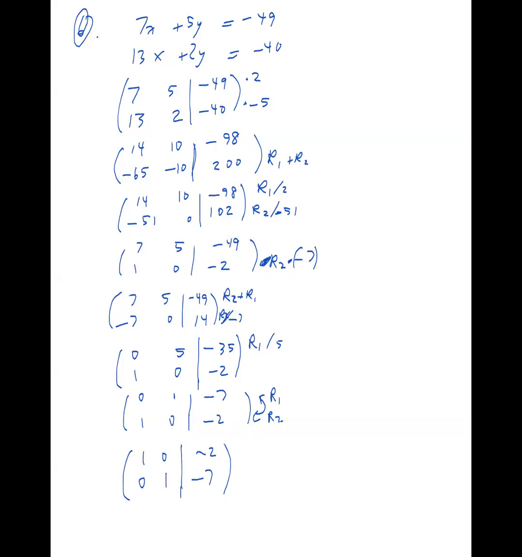They are diagonal, and they have zeros below the diagonal, and they have zeros above the diagonal. When they're in that form, that means the top number equals x, the bottom number equals y. So the solution is in alphabetical order, negative 2 and then negative 7.